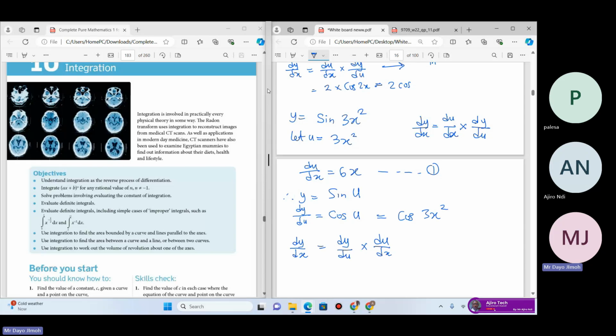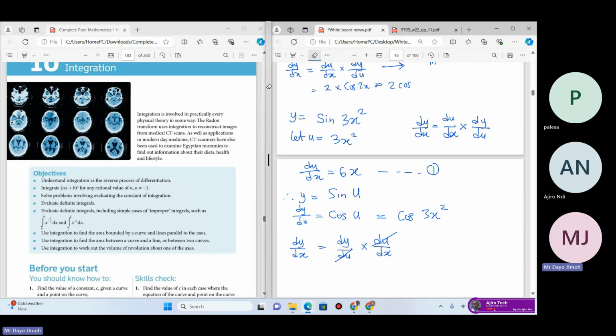Now, you can see that there is du down, there is du up, right? It's as if you can cancel out. By the time I cancel, don't I have dy over dx? Yes, dy over dx. But I'm not going to cancel it because each of them has a value that I want to use.